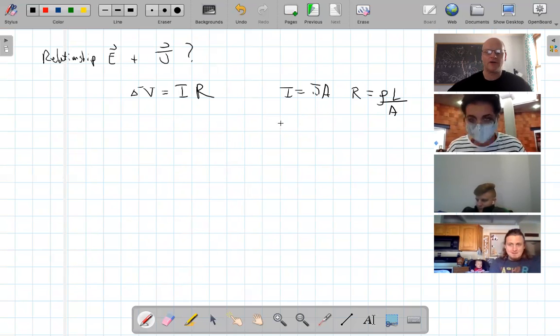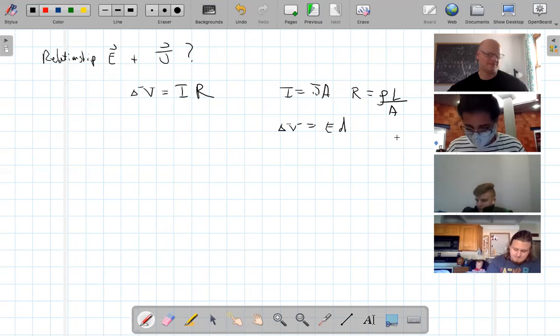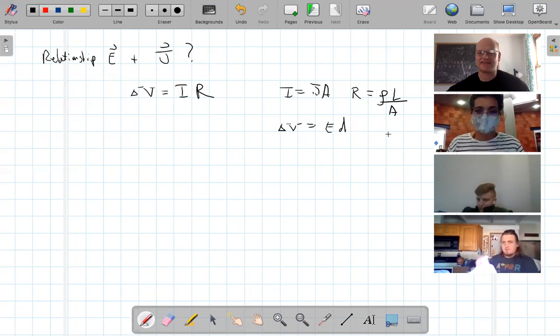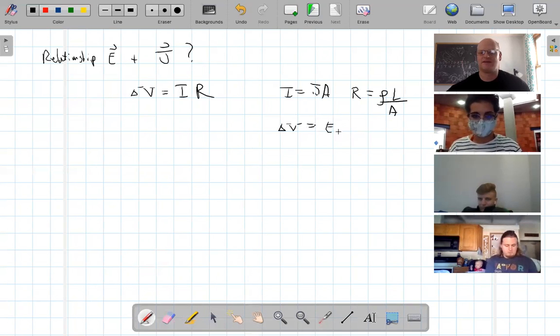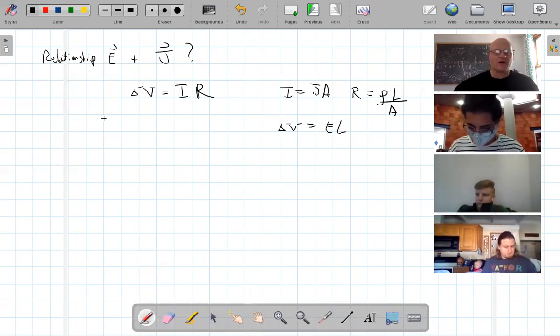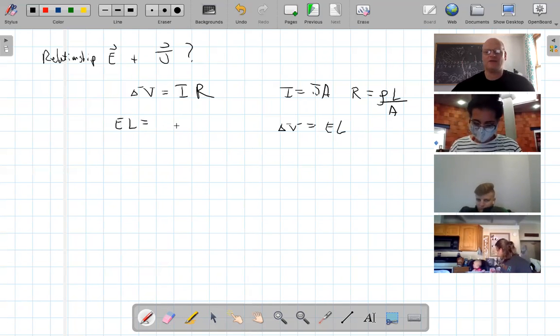We also know that the change of potential is equal to the electric field times the distance between the two, and in this case the distance is simply equal to the length. So let me rewrite that as the length. Let's use all these things here. What this says is that the electric field times the length is equal to the current density times the area times the resistivity times the length divided by the area.